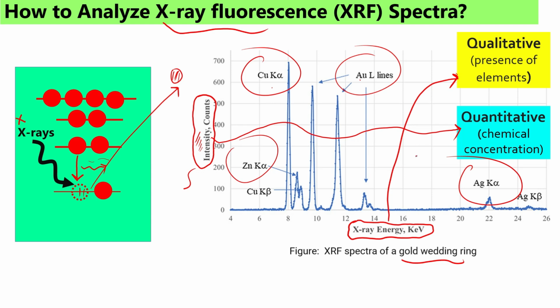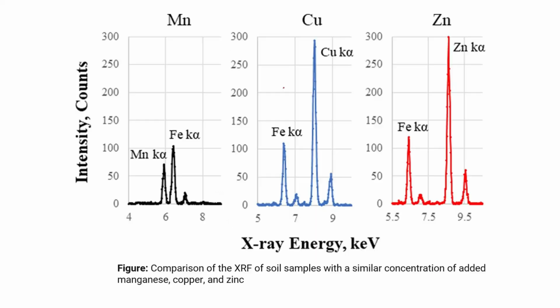What is the percentage of the copper? 50%. What is the percentage of the gold? 40% or something like that. Now here we have K alpha with this copper. Here we have again K alpha, K beta. Here we have L lines. Let's discuss how these lines appear, and why they appear.